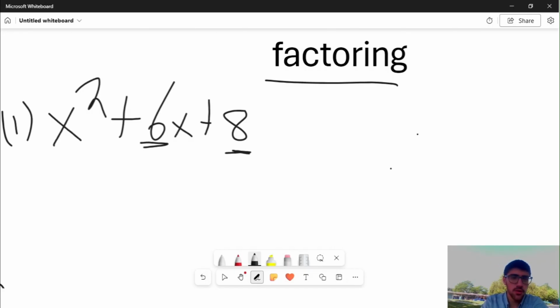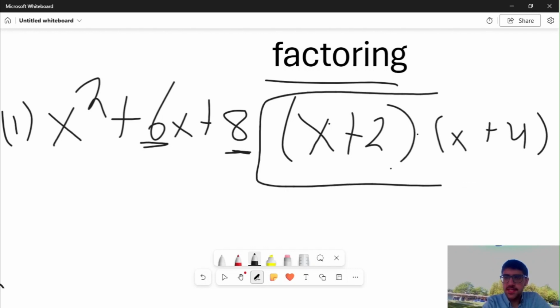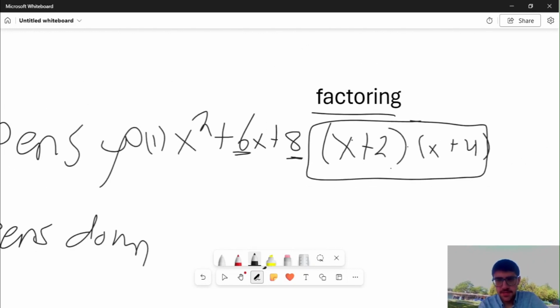Another option is, let's say, 4 and 2. If I do 4 times 2, I can get 8. If I do 4 plus 2, I can get 6. Then I know, okay, that is it. And then I literally do parentheses, x plus, and then I just put the numbers that I just got: x plus 2, x plus 4. That's it factored.